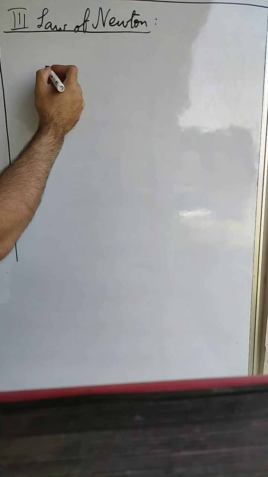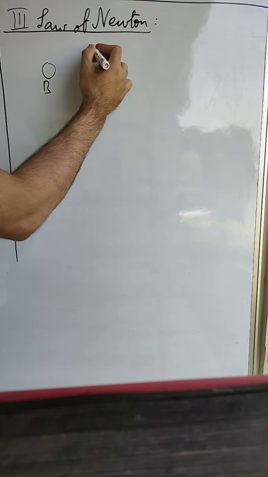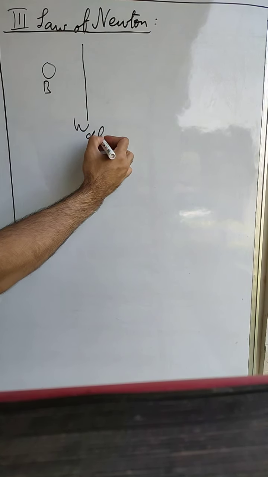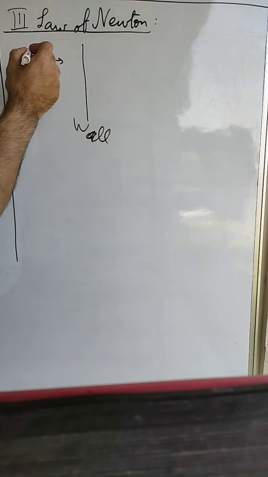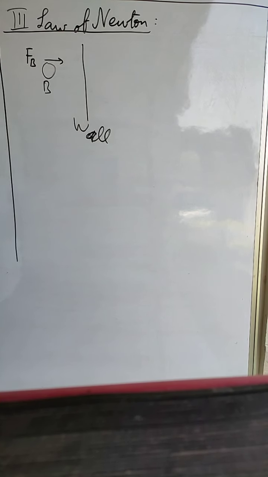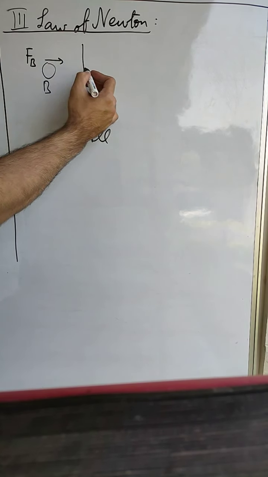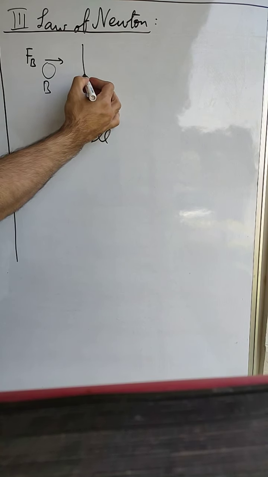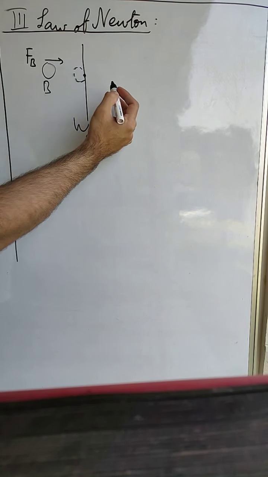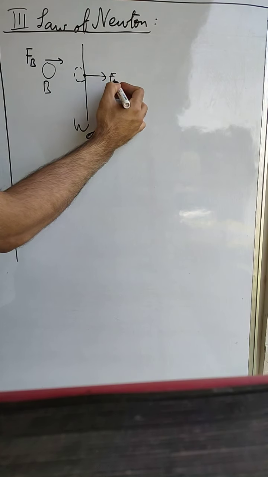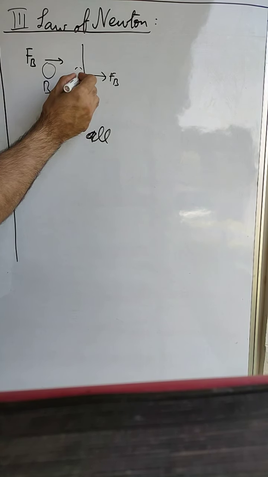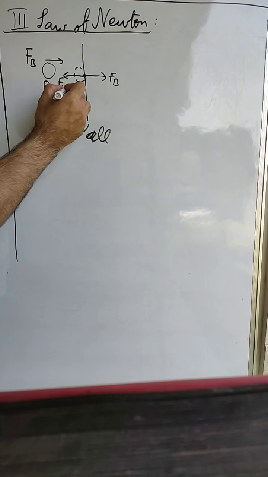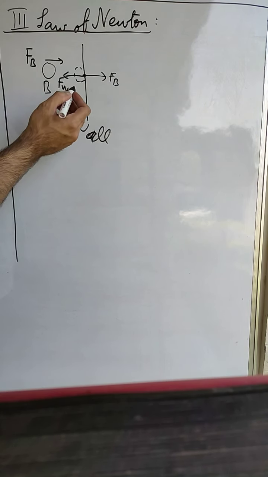Let us explain this. Suppose you throw a ball towards a wall. Now, when you are throwing the ball, you are applying some force. Let us call this force Fb, the force of the ball. When this ball collides with the wall at this point, it applies the same force Fb on the wall in this direction. Now, at this very moment, the wall will also apply the same force in the opposite direction. This is the force applied by the wall, Fw.